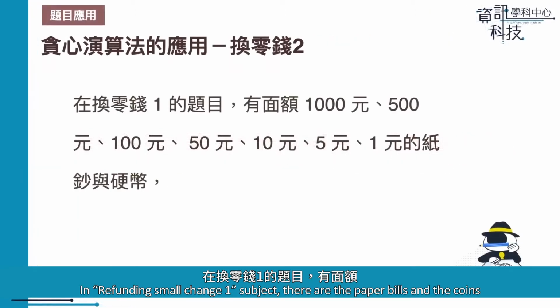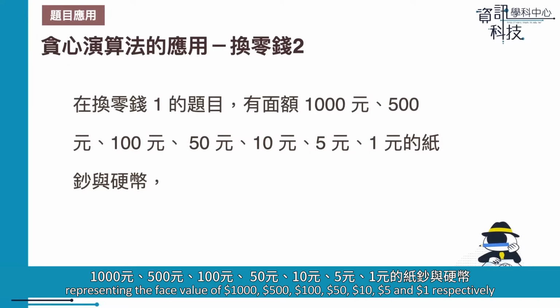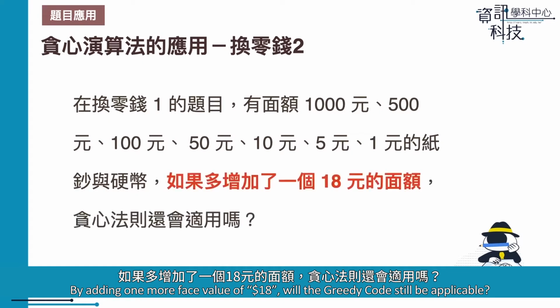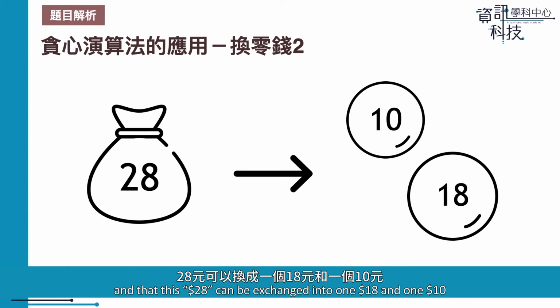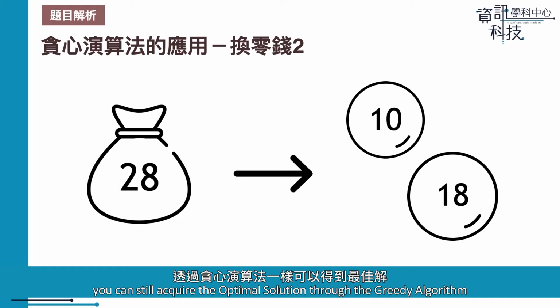In the small change refunding subject, there are the paper bills and the coins representing the face value of $1,000, $500, $100, $50, $10, $5, and $1 respectively. By adding one more face value of $18, will the greedy code still be applicable? Let's assume that $28 is the amount that should be refunded, and that this $28 can be exchanged into one $18 and one $10. You can still acquire the optimal solution through the greedy algorithm.